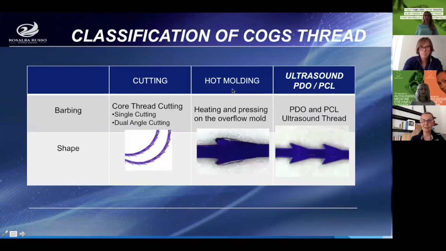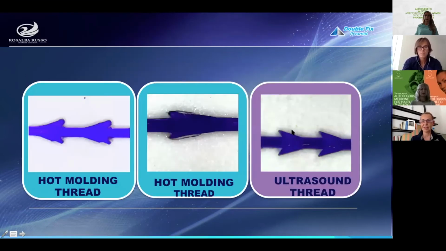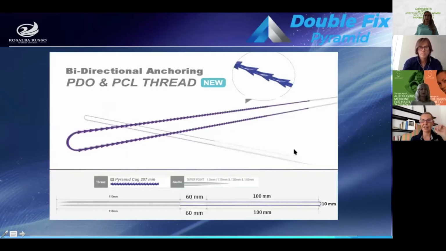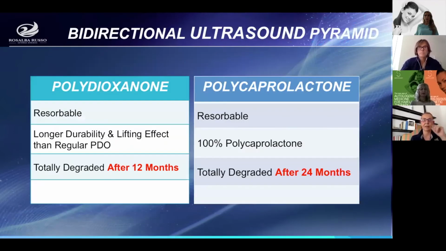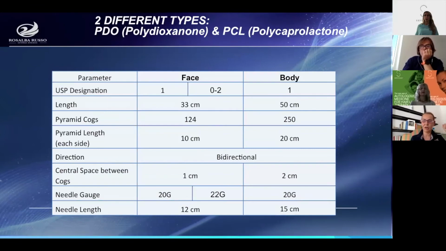You can see the difference between other threads and our PDO ultrasound threads. Here again, it is very defined. Here you can see our threads, the bidirectional PDO or PCL threads. It is a very new one. As I said, they are different resorbable threads, but the most important thing is they totally degrade after 24 months for PCL and after 12 months for PDO.